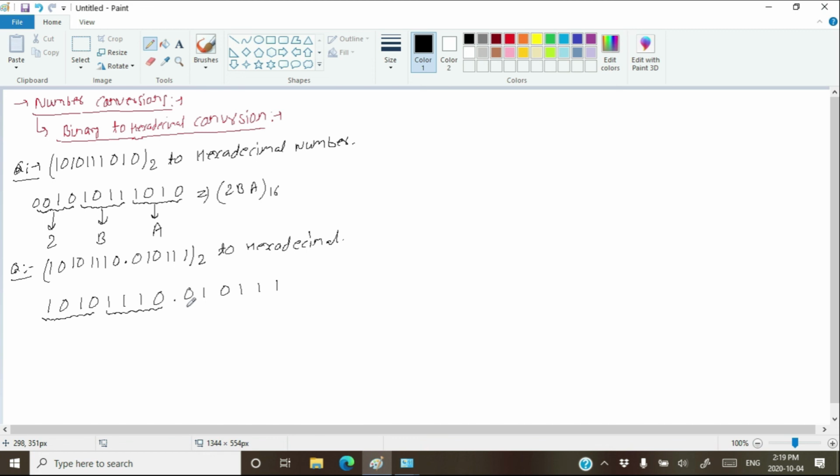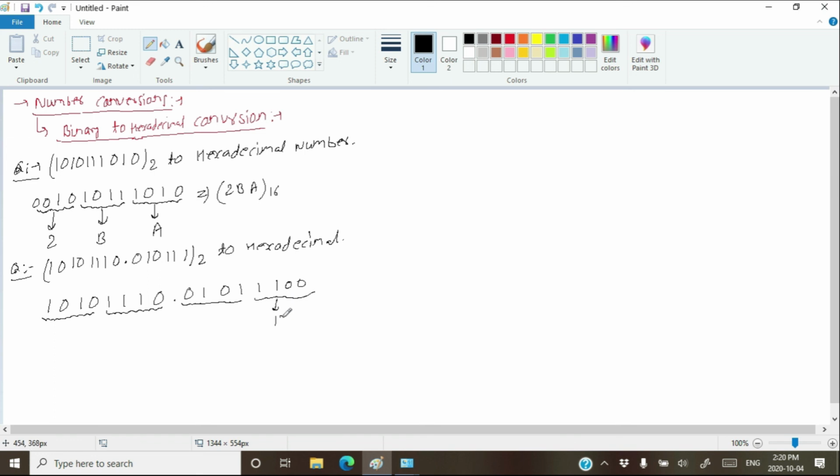But if you go to the fractional part of the number, then you have to collect 4 bits together from left to right. And if the last group does not contain the 4 bits, then add extra zeros, meaning you should add extra zeros to make it 4 bits. We already did this with the octal numbers. There we were creating the groups of 3 bits, and here we are creating the groups of 4 bits. Now find the decimal of the corresponding number.